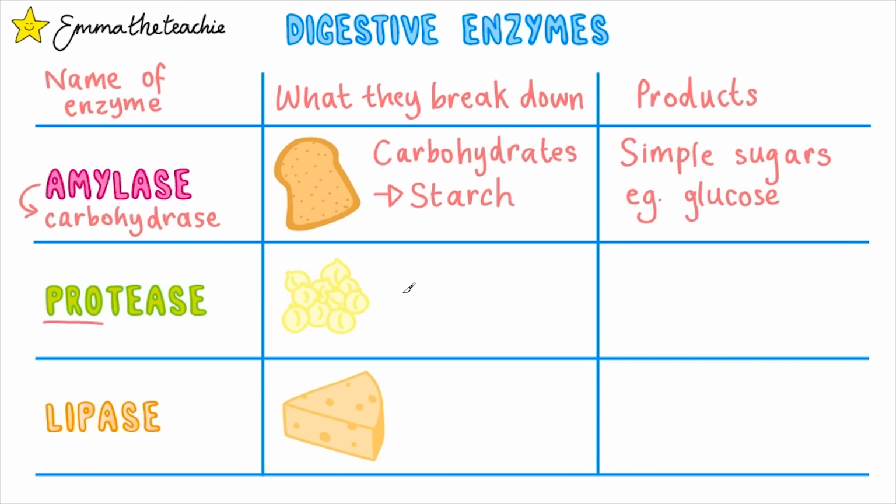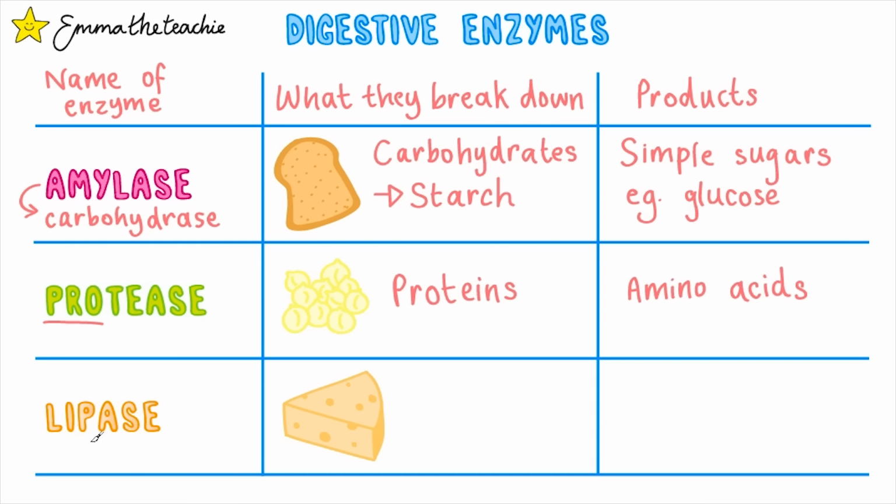Well, the start of the word is a hint. They break down proteins, for example, these chickpeas. Now, for the products, see if you can remember what proteins are made from. Well done, if you remembered, they're made from amino acids, so when they're broken down, they turn back into amino acids. Our third enzyme is lipase.